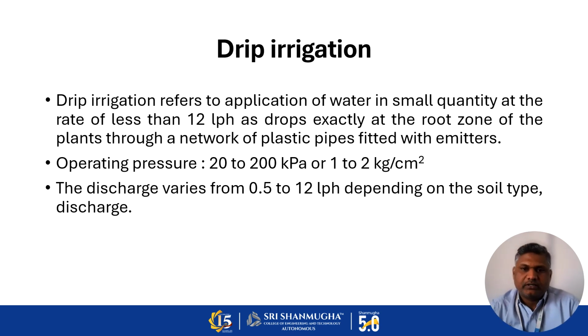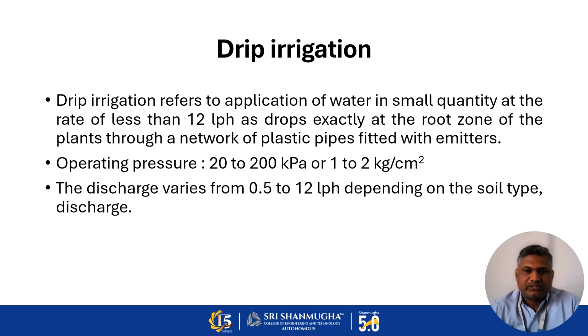Application of water in small quantity at the rate of less than 12 lph, liters per hour, as drops exactly at the root zone of the plants through a network of plastic pipes fitted with emitters. At the end of the lateral we are fixing the emitters. That emitter discharges the water drop by drop exactly at the root zone with a maximum of 12 liters per hour discharge rate.